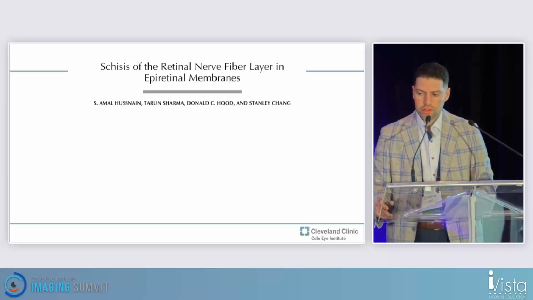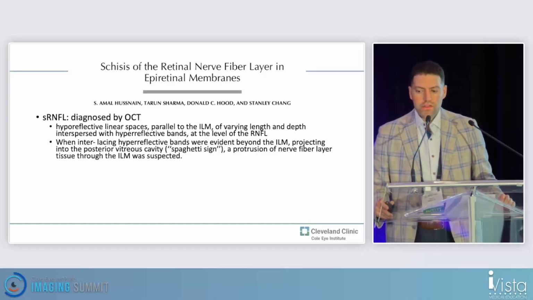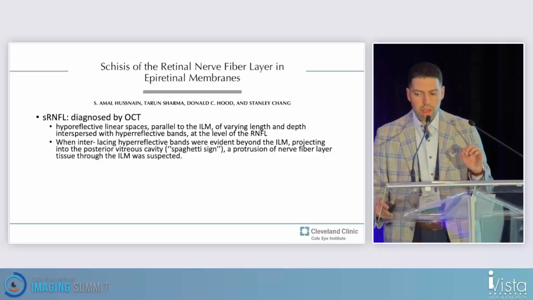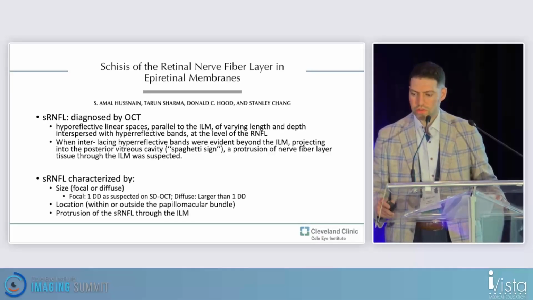Lastly, I'll talk about schisis of the nerve fiber layer and epiretinal membranes. This was a phenomenon beautifully described by Stanley Chang and the team in New York. They defined schisis of the RNFL as hyporeflective linear spaces parallel to the ILM of varying length and depth with hyperreflective bands at the level of the RNFL. We'll see some photos here in a moment.